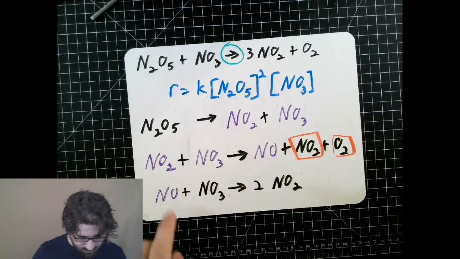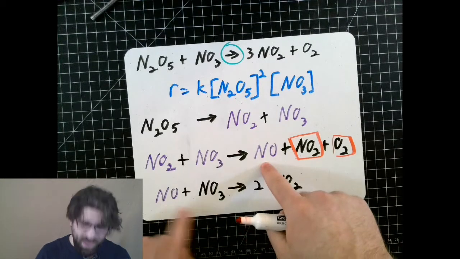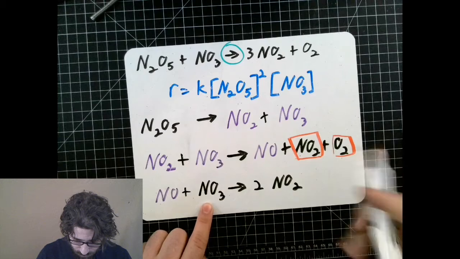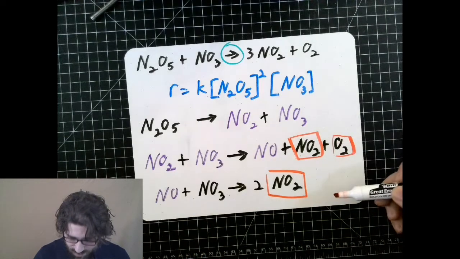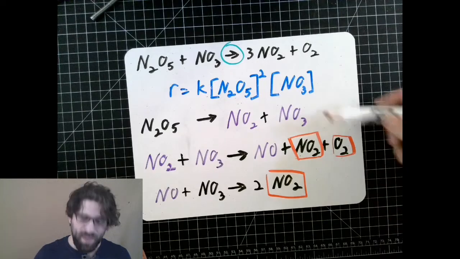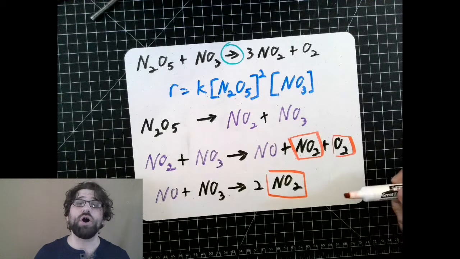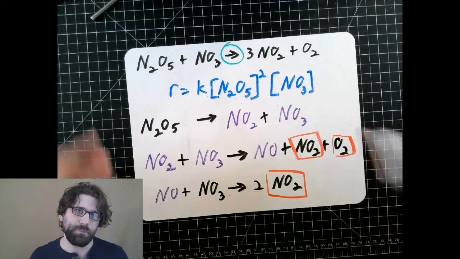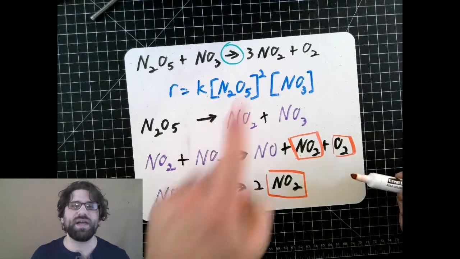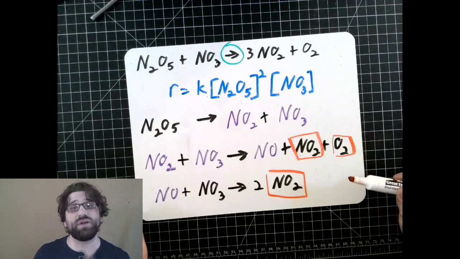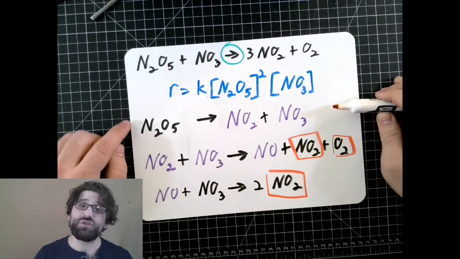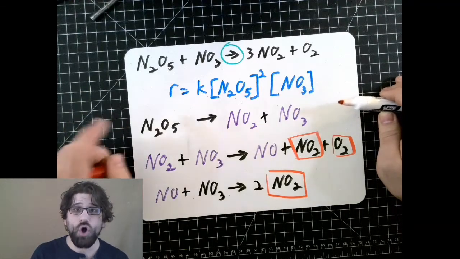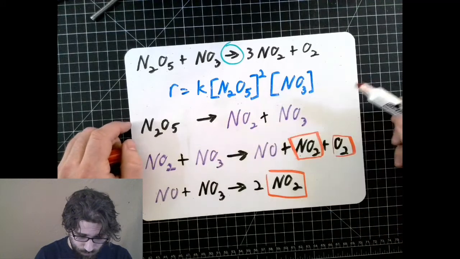So in our final step, this NO reacts with NO3 to produce our last 2 NO2s. So we have a 3-step reaction happening here. And each of these steps is what we call an elementary reaction. An elementary reaction is a reaction that is one and only one step. When we have an elementary reaction, the stoichiometry of that reaction will accurately reflect the rate law.